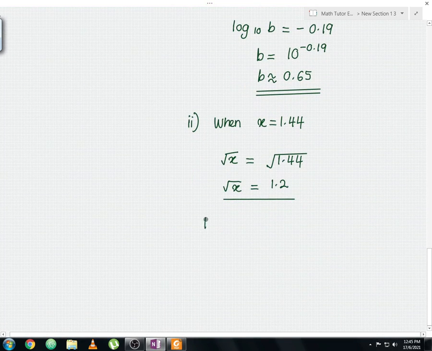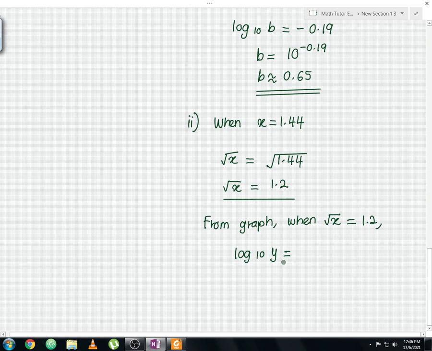So from the graph, when square root x equals 1.2, so comma, you should be really careful, guys. It is not y, it is actually log 10y. So log 10y is equal to 0.57. But then this is not the final answer.